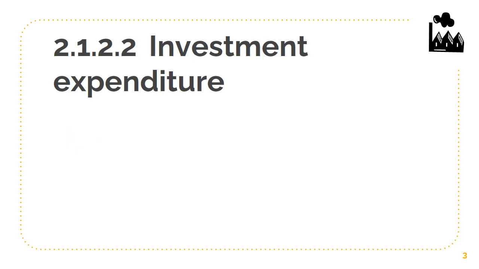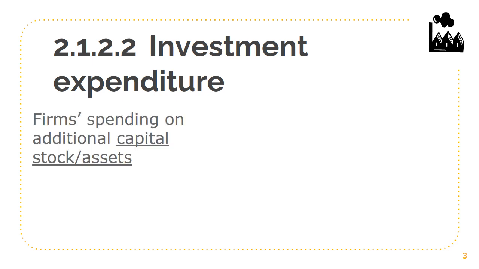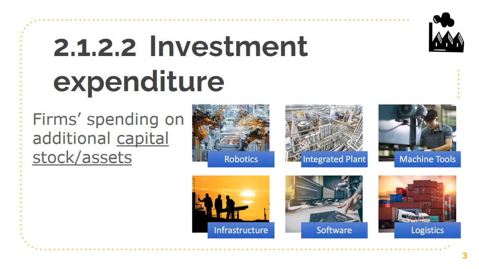Next, we move on to the expenditure by firms, otherwise known as investment expenditure. Investment expenditure refers to firms spending on additional capital assets and stocks. Examples include what you see over here. All these count as capital assets, which are in essence things that help produce things. Investment expenditure also includes capital stocks, which are also known as physical stocks.